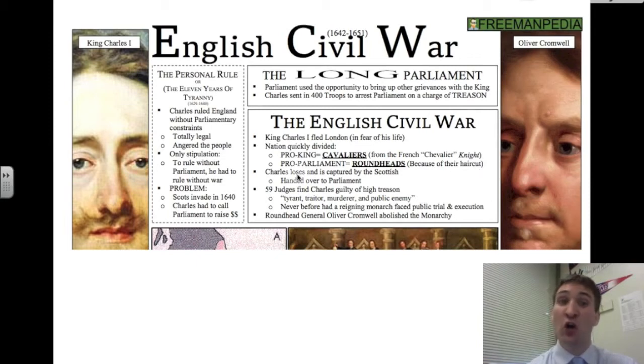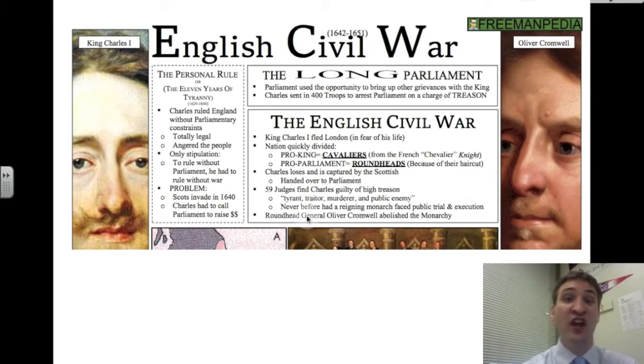What happens? Charles loses and is captured by the Scottish, who are pairing up with Parliament. And the Scottish troops hand Charles I over to Parliament, and 59 judges find Charles I guilty of high treason. They say he is a tyrant, a traitor, a murderer of the people, and a public enemy. And he is beheaded. Never before had a reigning monarch faced public trial and execution in Europe. This was a big deal.